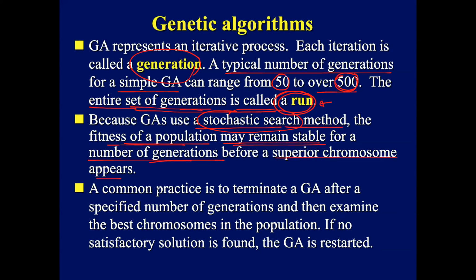Sometimes a common practice is to terminate a genetic algorithm after a specified number of generations, and then you look at each of the generations and examine what the best chromosomes in the population were. But if there's no satisfactory solution, then we can restart the genetic algorithm to run again. As it runs randomly, maybe things will be different this time round. So we can have a number of restarts until the genetic algorithm generates solutions that are good enough.